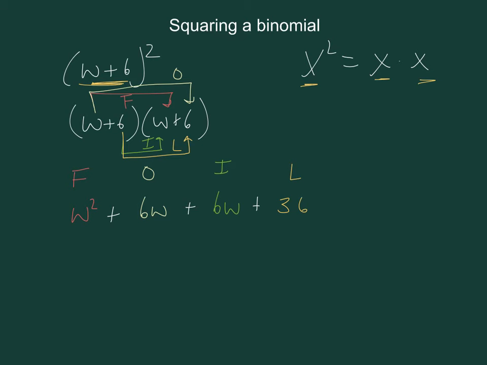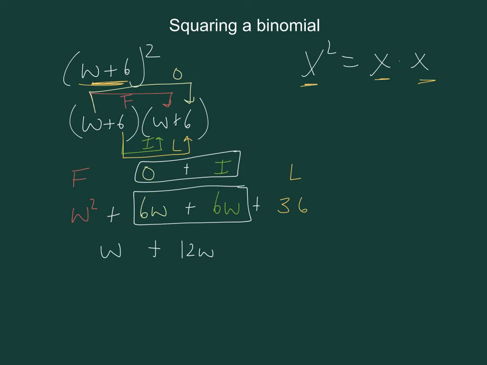Okay, and so what you'll always do, again, is you add up the inner two terms. So 6w plus 6w is 12w, plus first terms, which is w squared, and the last terms, which is 36. So you just input that into Alex the way it is.